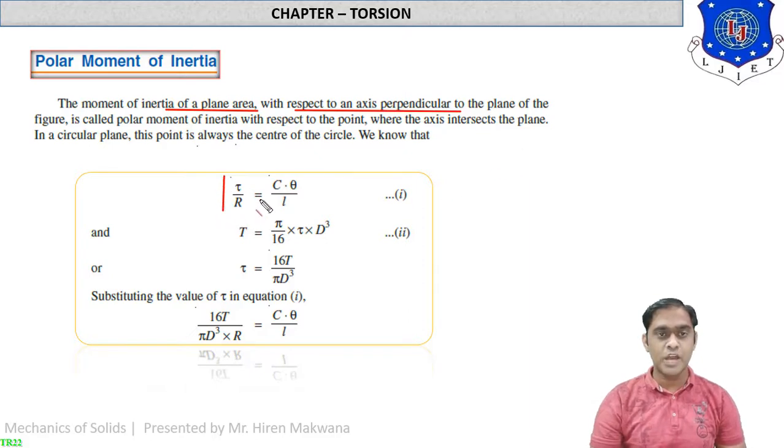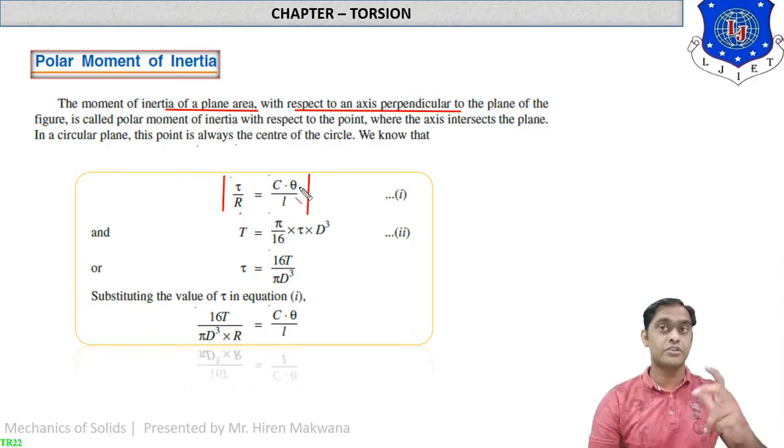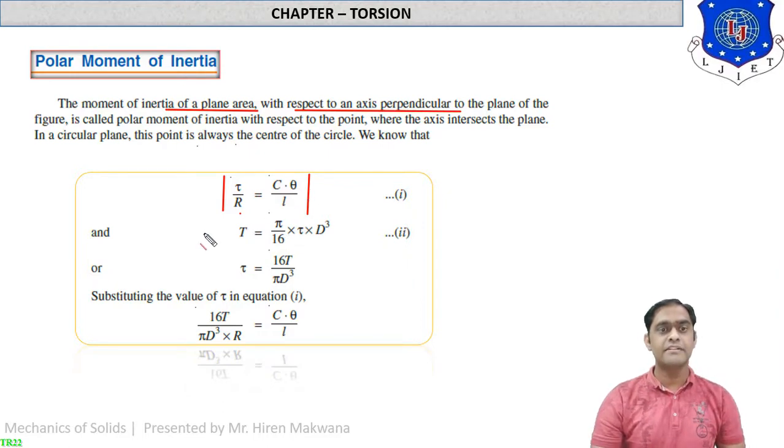We have discussed that tau by R equal to C theta by L. Tau is the shear stress, R is the radius of the shaft, C is the modulus of rigidity, theta is the angle of twist for the shaft, and L is the length of the shaft. The second formula is torque: T equal to pi by 16 tau D cube, where tau is the shear stress and D is the diameter of the shaft.